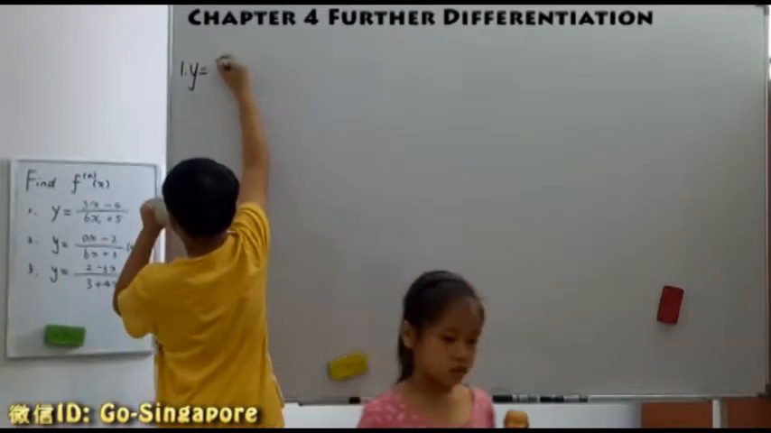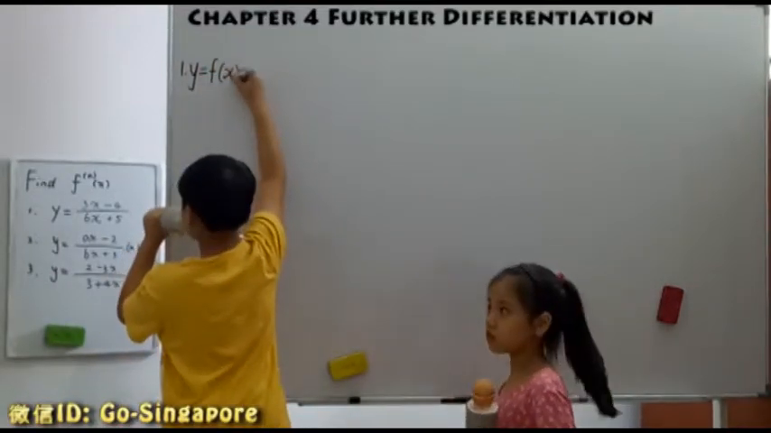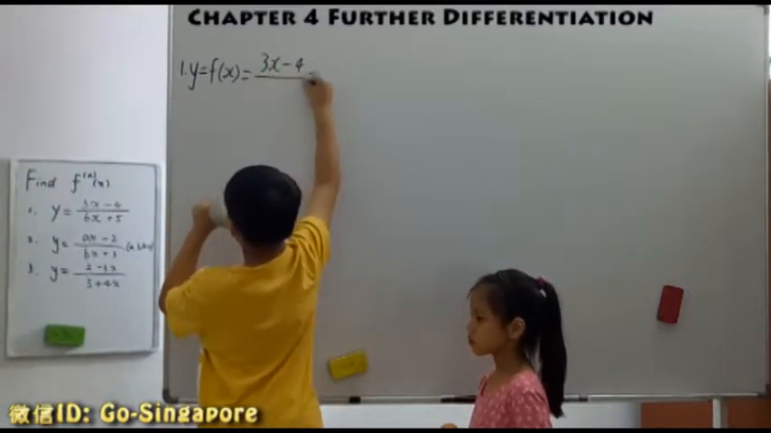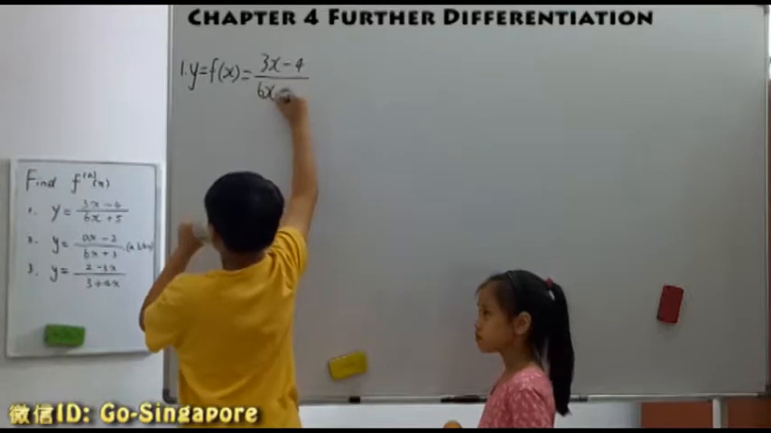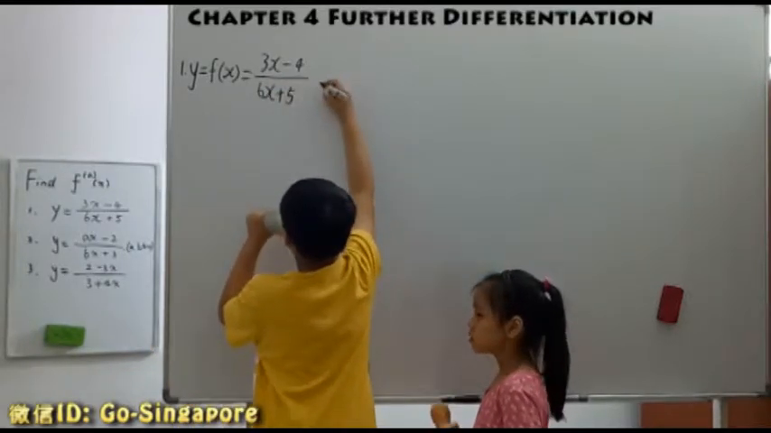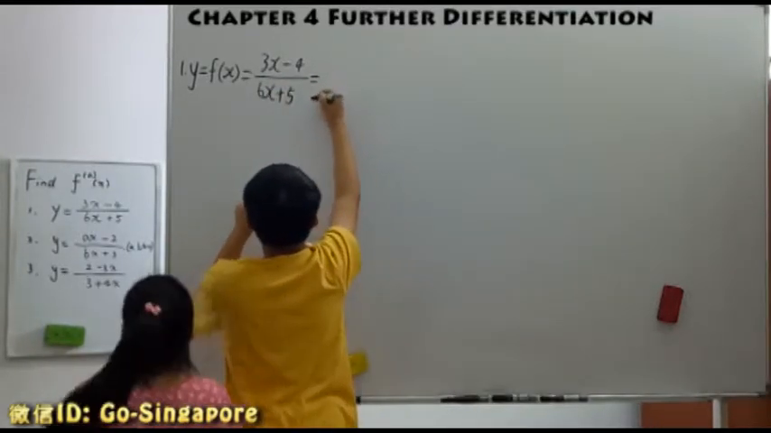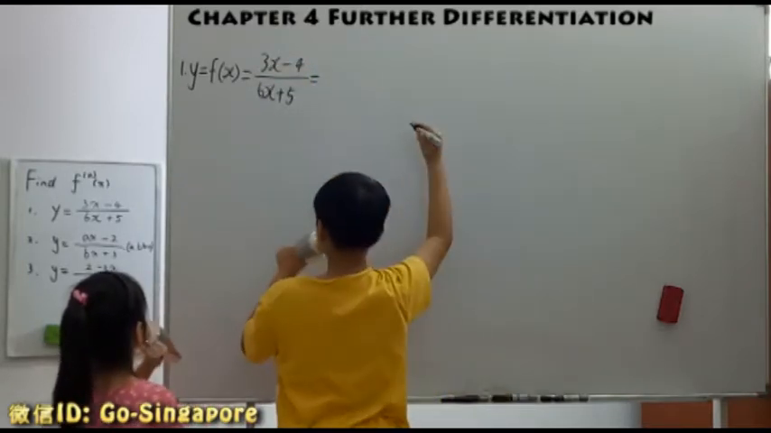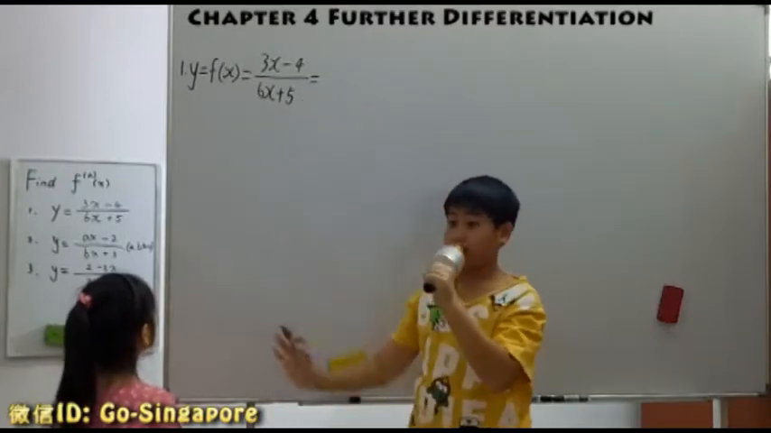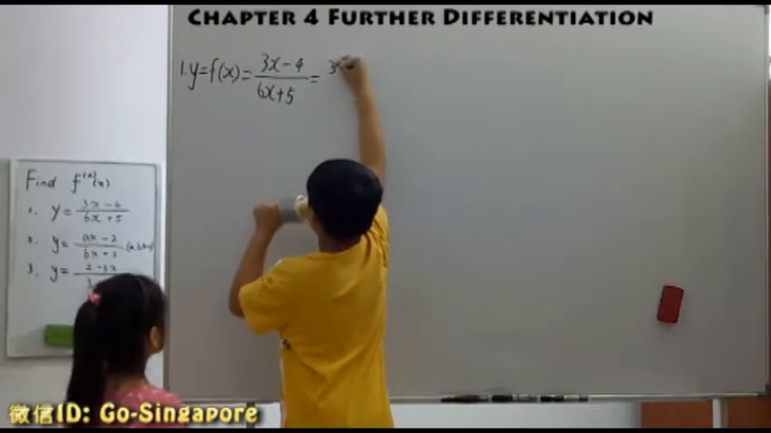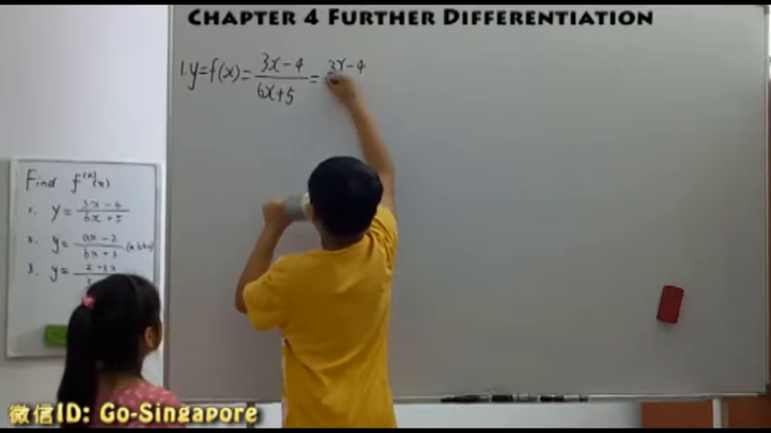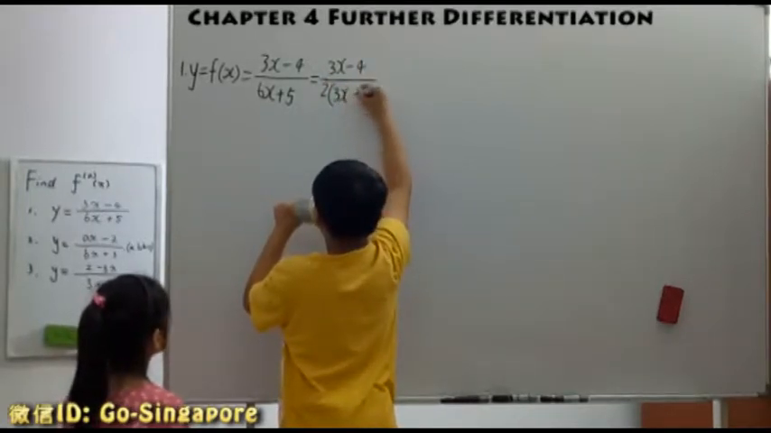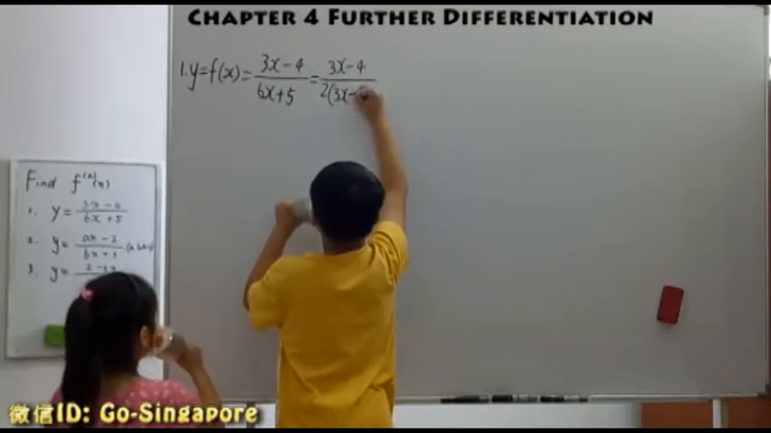This is y, that is f(x), and this is (3x minus 4) over (6x plus 5), right? Over here, a 3 and a 6, right? Yes. And we'll also need to split. So for this, there is this 3x minus 4 and here over 2. We'll need to bracket this. This is a 3x minus 4.